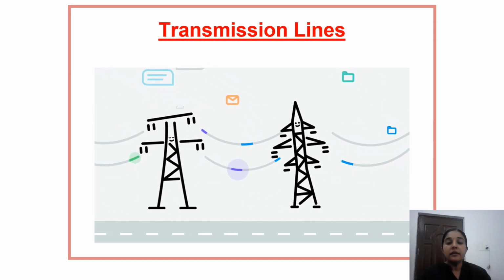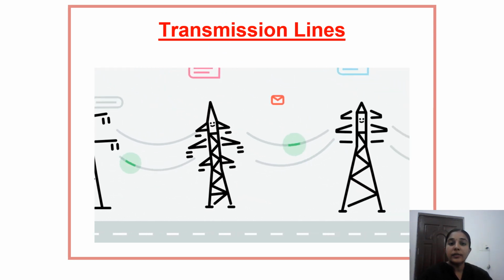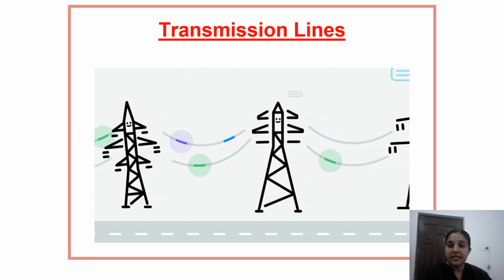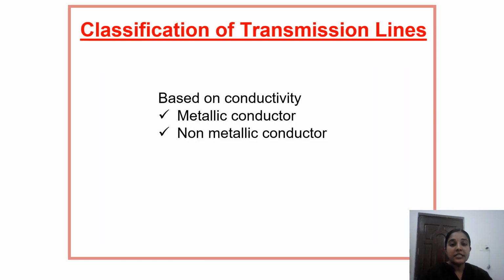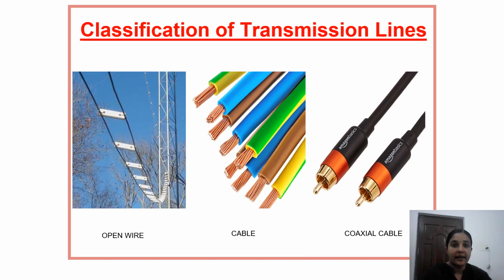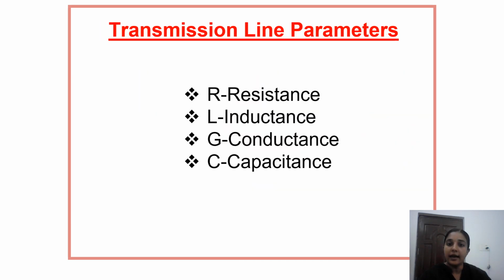Good morning, everyone. Today we'll start with our unit 1, which is the basics of transmission lines. These transmission lines are classified into two types based on their conductivity, which is metallic conductor and non-metallic conductor. Coming to the types of transmission lines, there are three types, which is open wire, cable, and coaxial cable. This open wire is a common type of cable that we see in our day-to-day life, how the transmission lines have been connected from one point to the other.